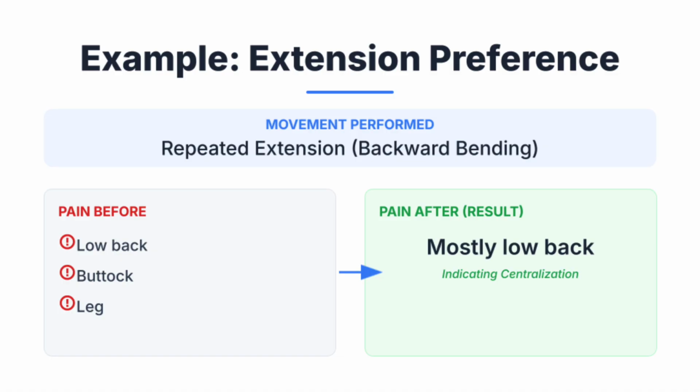Again, I'm going to really define this here in a second, but their pain initially might be in the lower back, but radiating into the buttocks and even into the leg. And if we have them do a few rounds of these repeated extension movements, then the pain might just be solely in the lower back, which indicates centralization of symptoms.